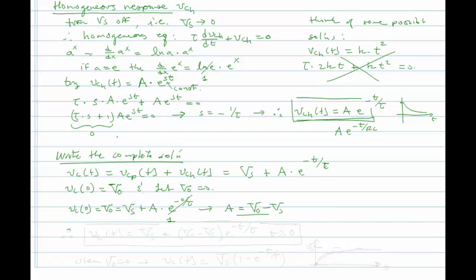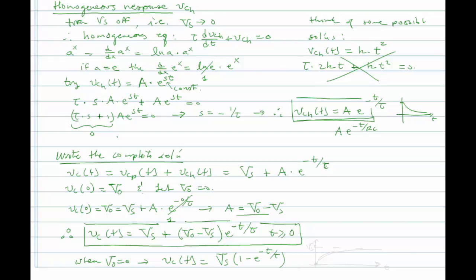Okay, so now we can write our complete solution. VC of t is equal to VS plus the quantity VO minus VS times e to the minus t over tau. And this is going to be valid for all time greater than or equal to 0. In the case when VO is equal to 0, we would have VC of t is equal to VS times the quantity 1 minus e to the minus t over tau.